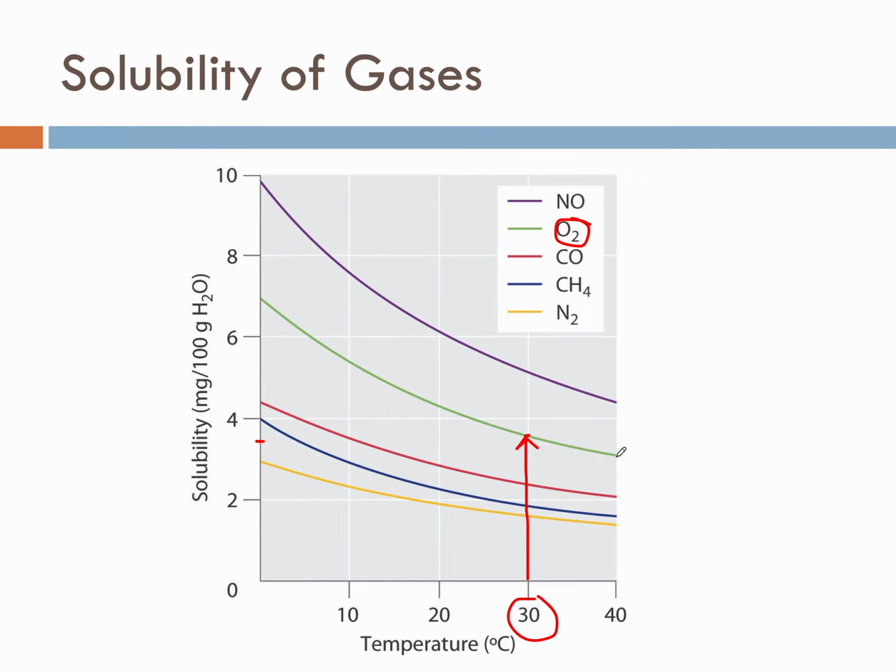Now, if I heat it up even further, go all the way to 40 degrees, then the solubility of oxygen gas goes down even further to, if I try and do a straight line, around 3 milligrams per 100 grams of water. So solubility will actually decrease as temperature goes up for gases.